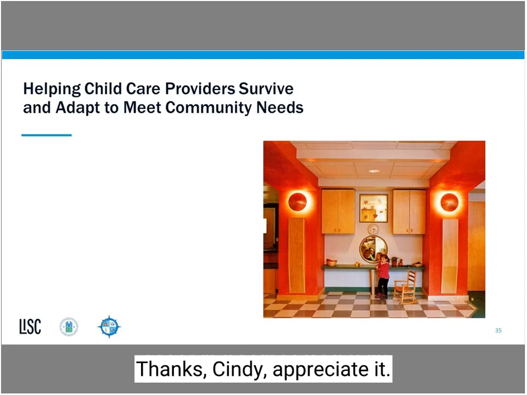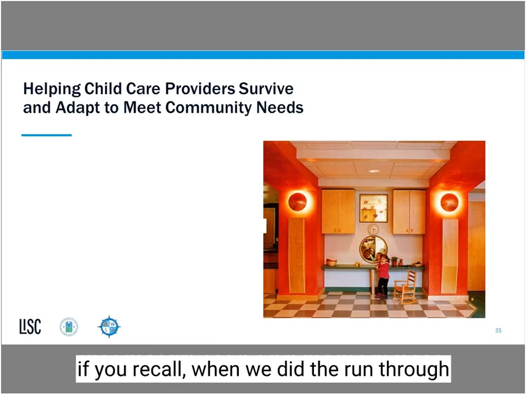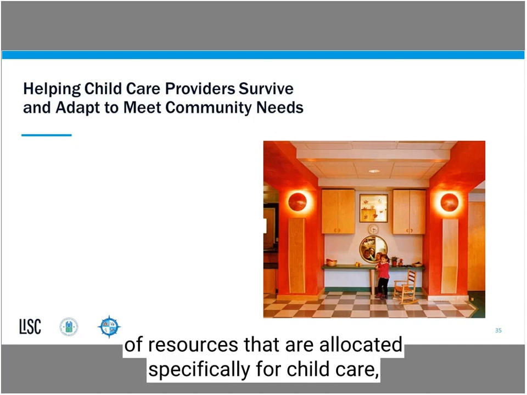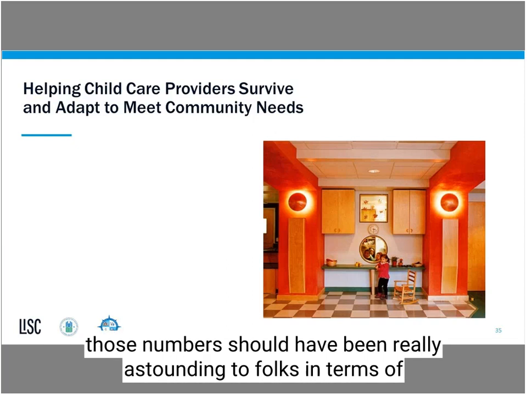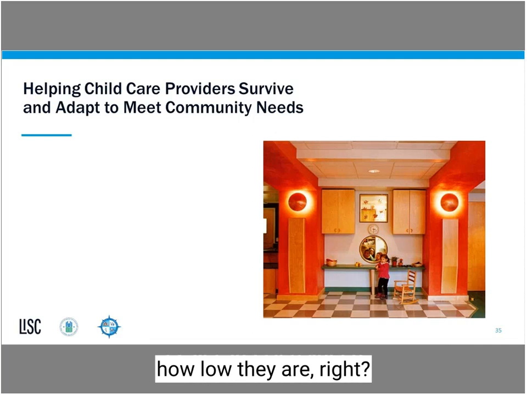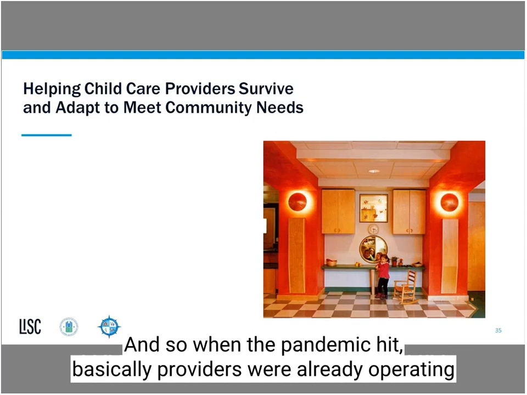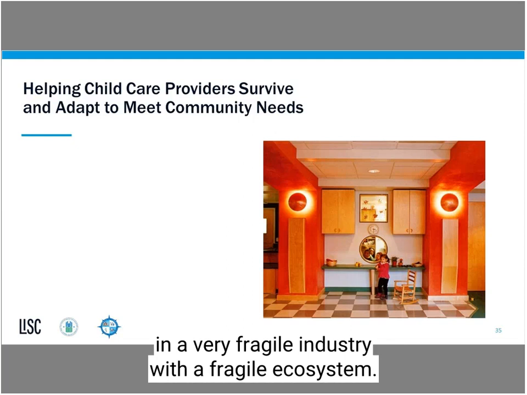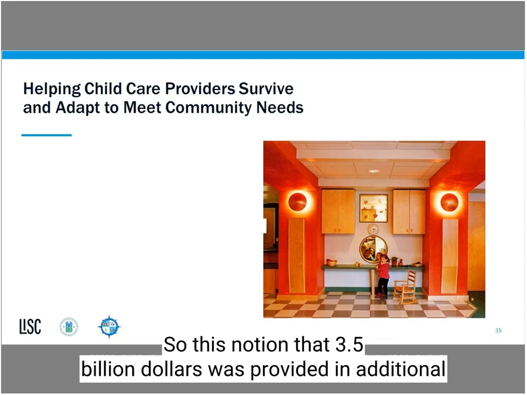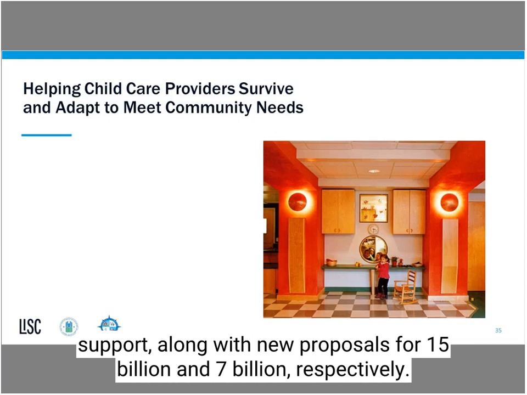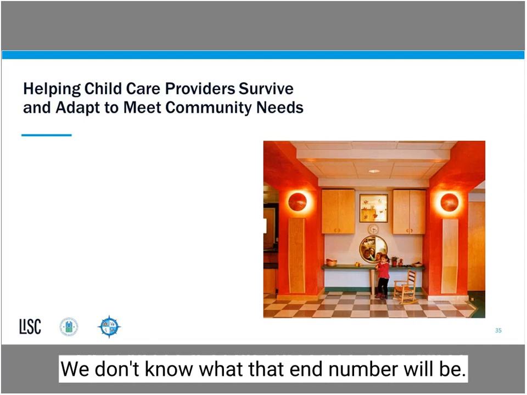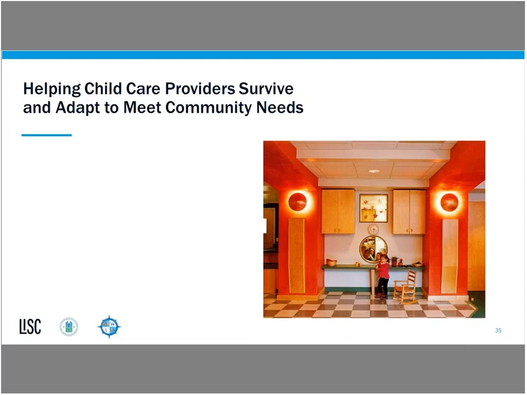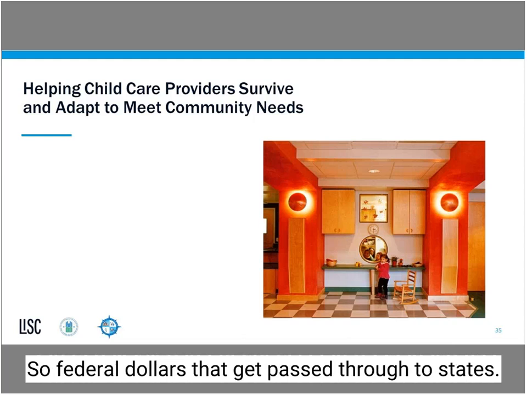Thanks, Cindy. Appreciate it. A couple of things. If you recall, when we did the run-through of resources allocated specifically for childcare, those numbers should have been really astounding to folks in terms of how low they are. So when the pandemic hit, providers were already operating in a very fragile industry with a fragile ecosystem. This notion that $3.5 billion was provided in initial support, along with new proposals for $15 billion and $7 billion respectively, we don't know what that end number will be, and that's across all 50 states. And the majority of dollars that go into supporting the child care sector, direct child care dollars, are pass-through dollars, federal dollars that get passed through to states.